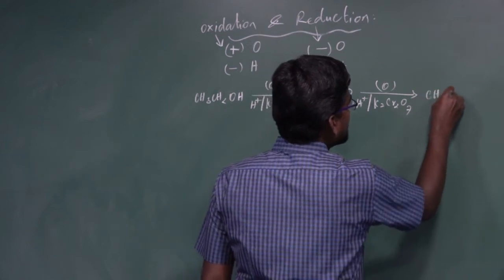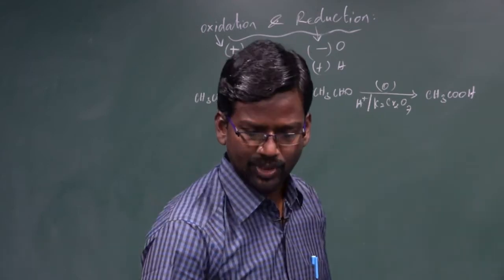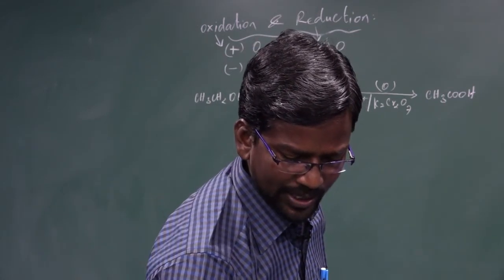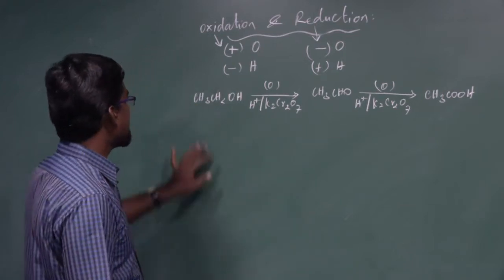form acetic acid, CH3COOH. So the alcohol can be converted to aldehyde, and aldehyde can be further converted into carboxylic acid, known as the oxidation process. This is a primary alcohol.